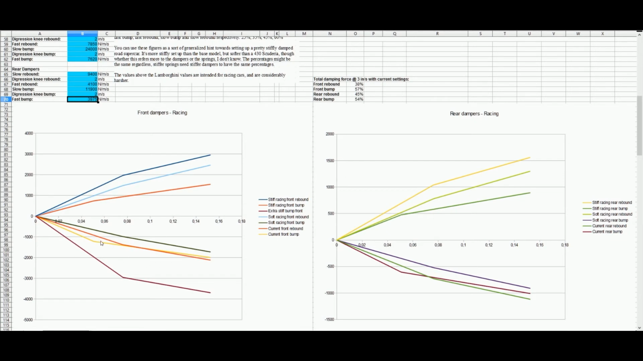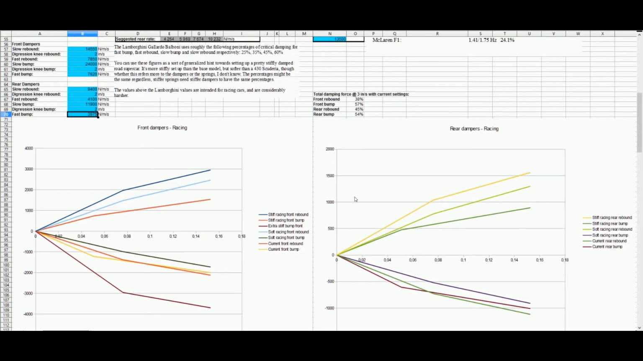But at the front, with 2 inches per second, we actually get really good looking numbers. We are exactly hitting, or very close at least, the 57% at the front bump, 57% critical at 3 inches total forces, that means, and 54% at the rear, which is really good as well. So it would appear that the dampers are indeed 2 inches per second digression knee dampers, at least for the bump, but they could be 1.